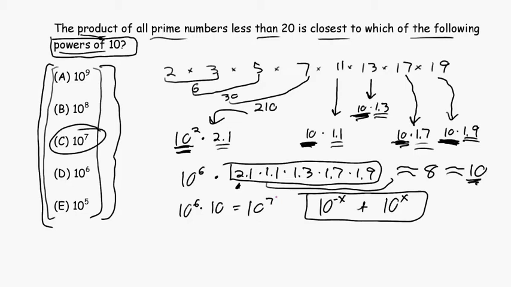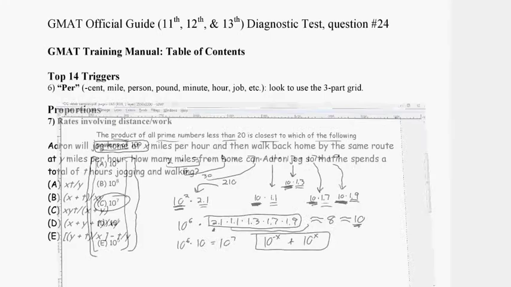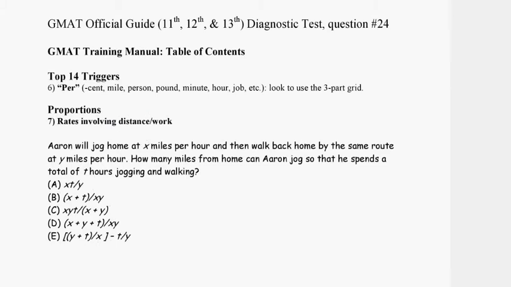Okey dokey, let's take a look at the final question of the diagnostic dealing with Aaron. So, getting rid of that. Okay, so once again, GMAT Official Guide. We're now going to take a look at the last question, question number 24. Before we do that, the GMAT training manual, the table of contents. I do have a top 14 trigger.